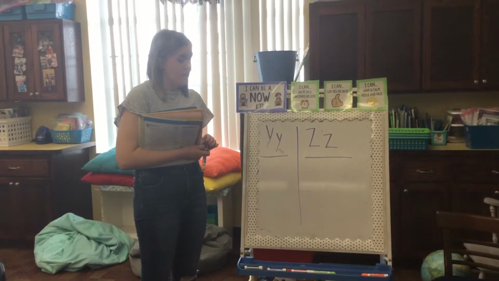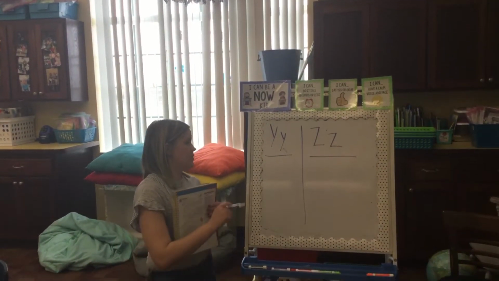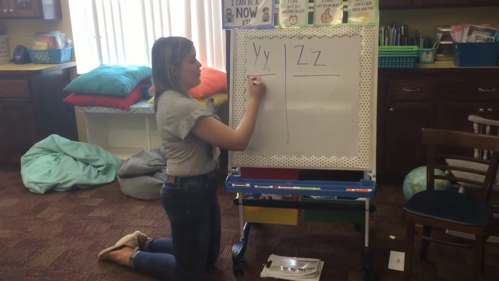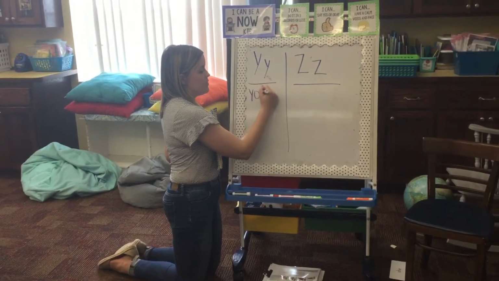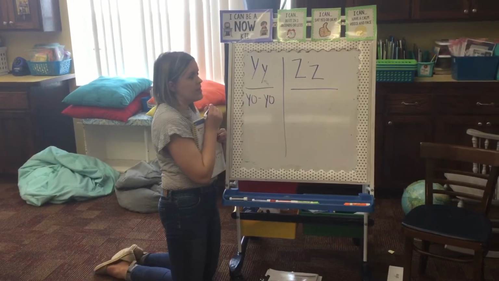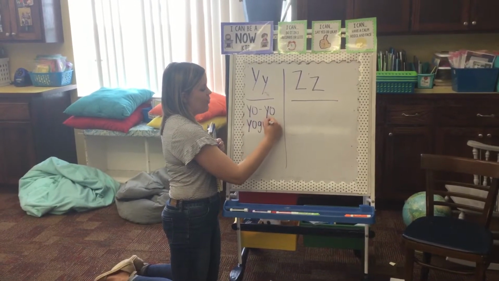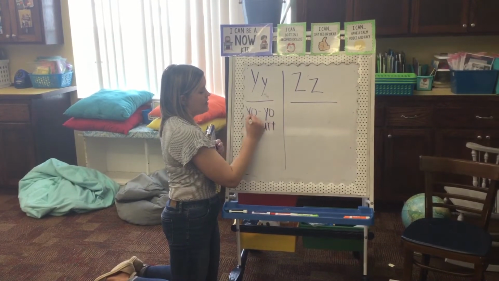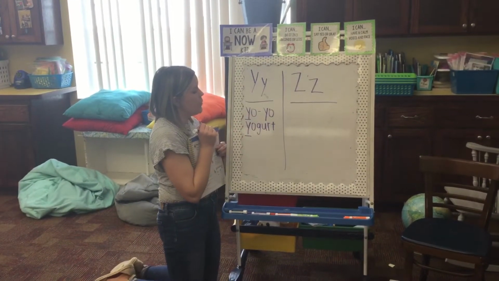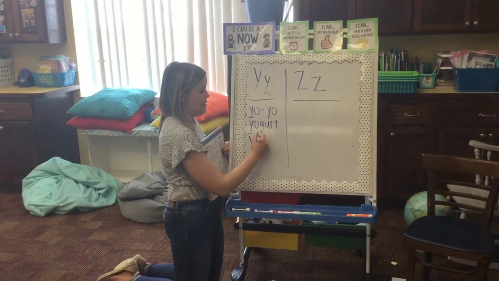I'll help you brainstorm a couple. So yeah. What are some yeah sounds? We can think about yeah, yo-yo. Starts with the letter Y. We can think about yeah, yogurt. Starts with the letter Y. Yeah. We can think about the word yak. It's a type of animal.